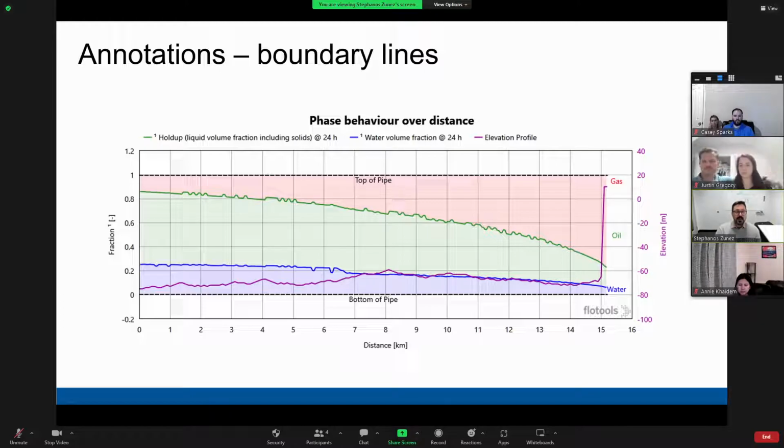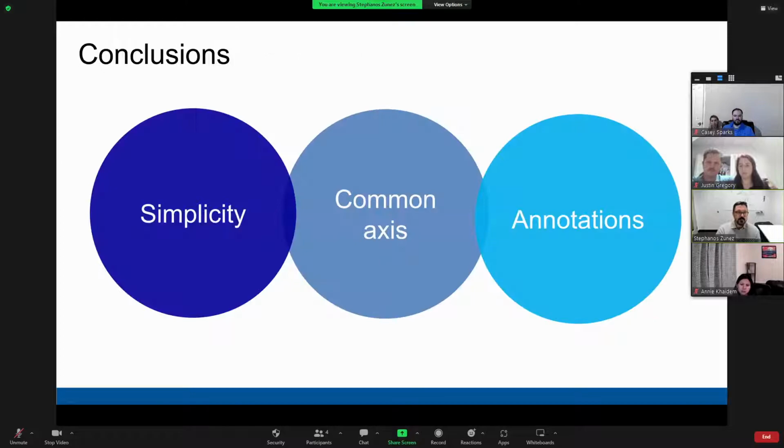It bears repeating, annotations must be used sparingly and only when they serve to emphasize your point. Cluttered charts will be difficult for your audience to understand and won't be very effective in communicating your key point. For data visualization, use simplicity, common axes, best practices, and annotation.